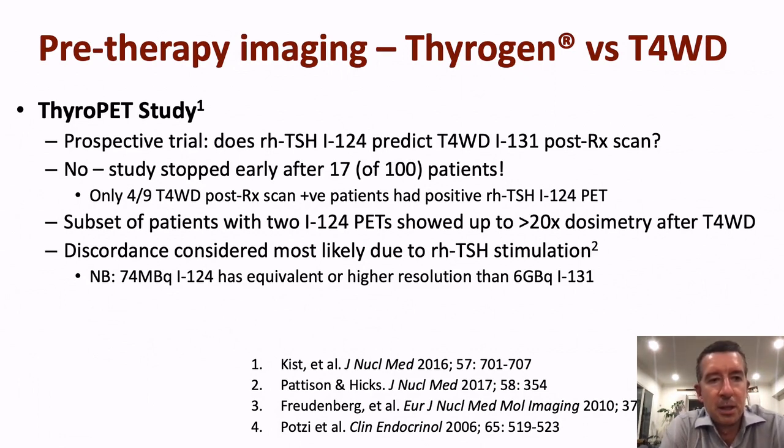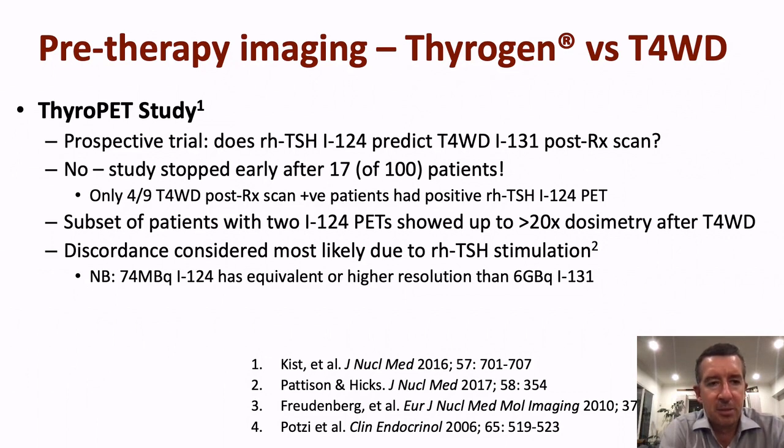The challenge, though, is choosing the right method of TSH stimulation. And there was a key study, the ThyroPET study, which was a large prospective trial asking the question, does thyrogen-stimulated I-124 predict the outcome of a thyroxine withdrawal post-therapy scan? And the answer was an emphatic no, with the study stopped early after just 17 of 100 planned patients, because of the 9 patients who had disease evident on their post-therapy scan, disease was only seen on 4 of their I-124 PET studies.